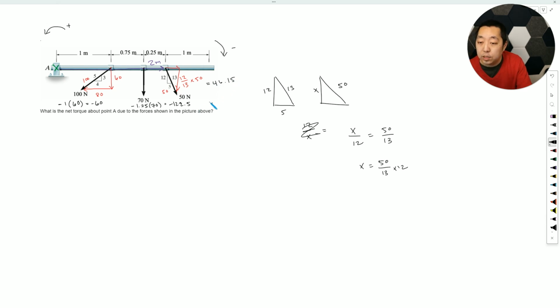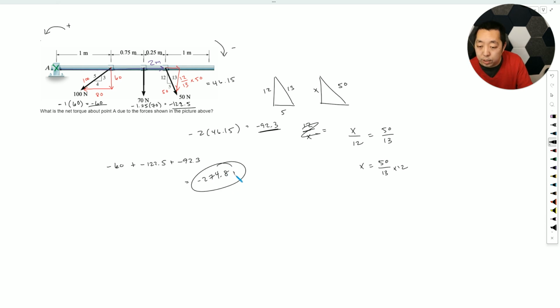That's 46.15. And so the torque is going to be that 2 meters times that 46.15, negative, and I get negative 92.3. So then we just add these all up: negative 60 plus negative 122.5 plus negative 92.3, and I get negative 274.8.